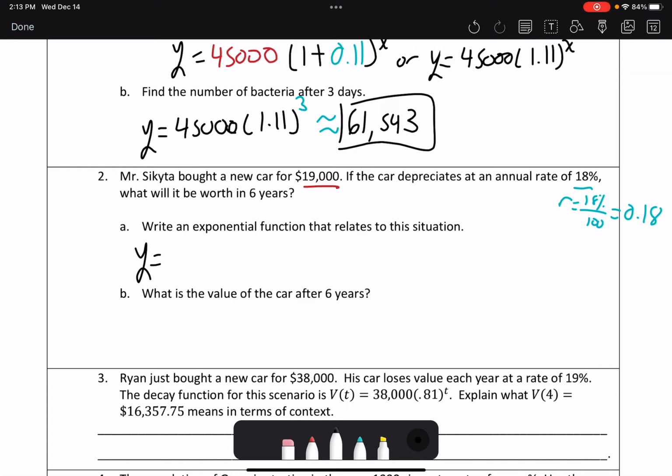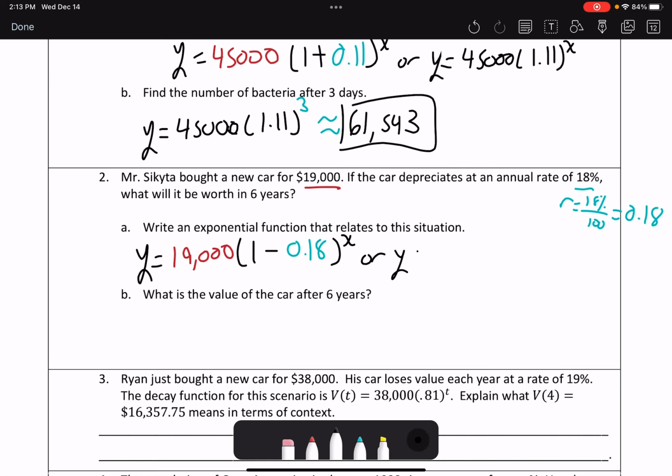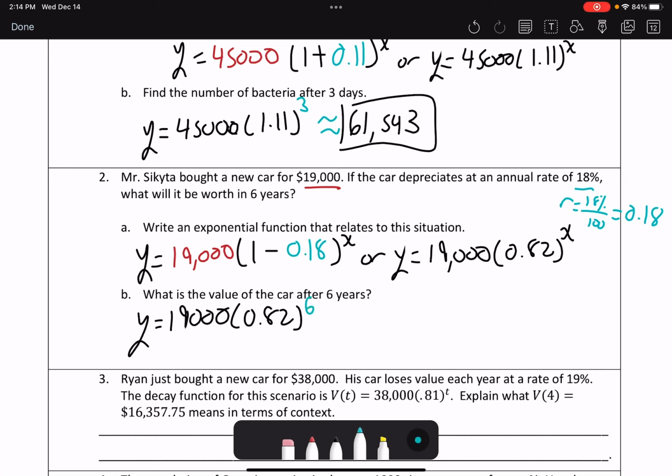So I've got y is equal to my initial value of 19,000 multiplied by 1 minus 0.18 to the x power. Or I could write this by combining those terms, the 1 minus 0.18. That could be written as y equals 19,000 multiplied by 0.82 to the x power. Then it asked me to find the value after 6 years. So I'm going to replace x with 6. So y equals 19,000 multiplied by 0.82 to the 6th power.